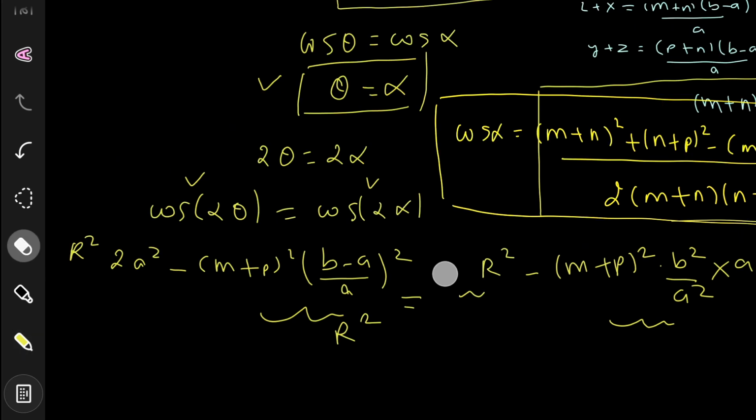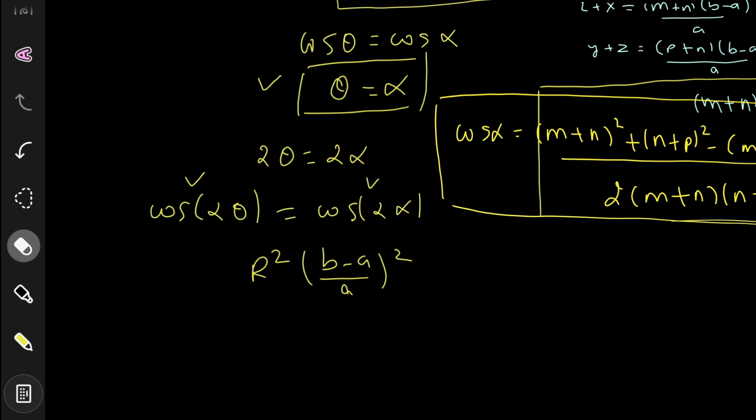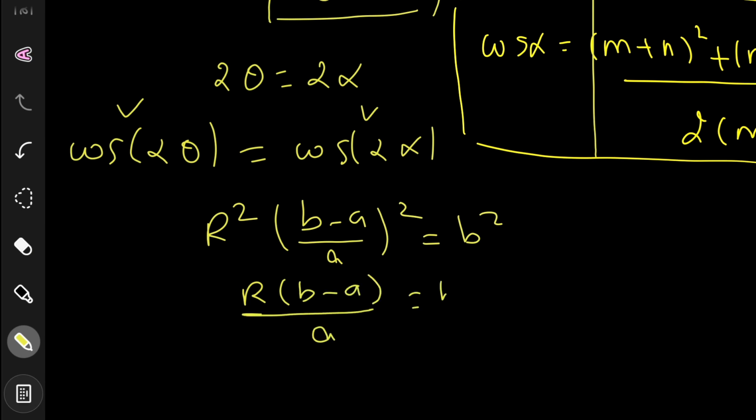Now we can see that 2 times a square r square, 2 times a square r square got cancelled out from both of the sides. Now we can simply factor out negative (m plus p) the complete square from both of the sides. It is in multiplication. Over here a square and a square got cancelled out. So what is finally remaining is r square multiplied with ((b minus a) upon a) square equals b square. Okay. Now we can take root on both of the sides. So we will get r multiplied with (b minus a) upon a equals b.